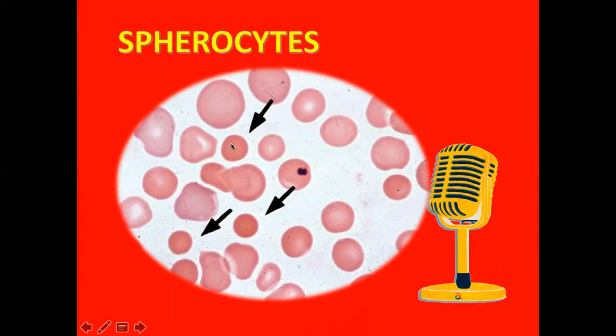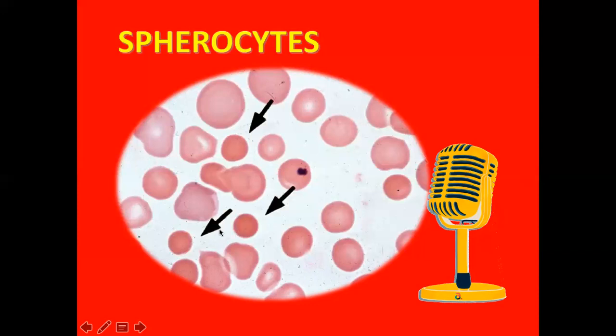And not only that, if you observe them under the peripheral blood smear, they usually have a darker color in terms of pigmentation, because they have a concentrated hemoglobin content, and usually they do not have visible central pallor. So as you can see here, this one has a visible central pallor. Usually it's a clear area at the center of the cell, but this one has no visible central pallor. So these are spherocytes.